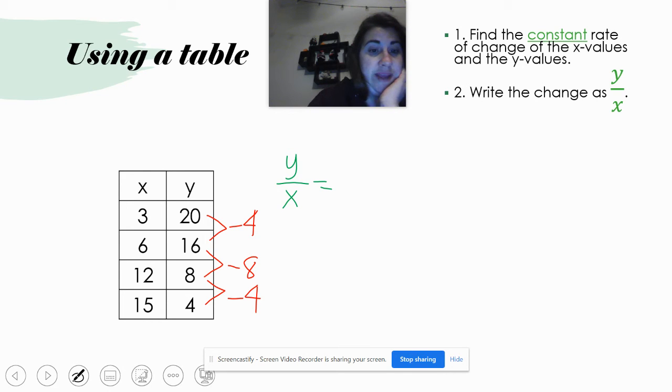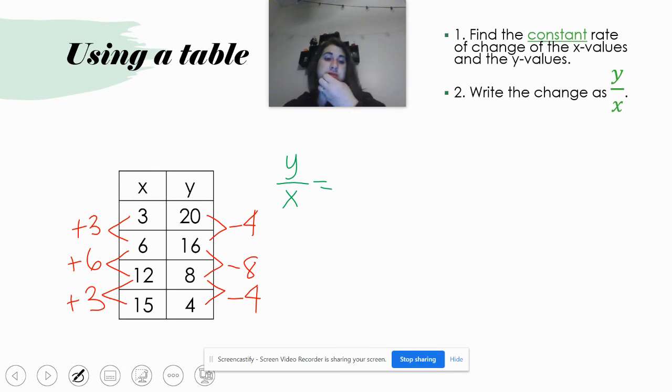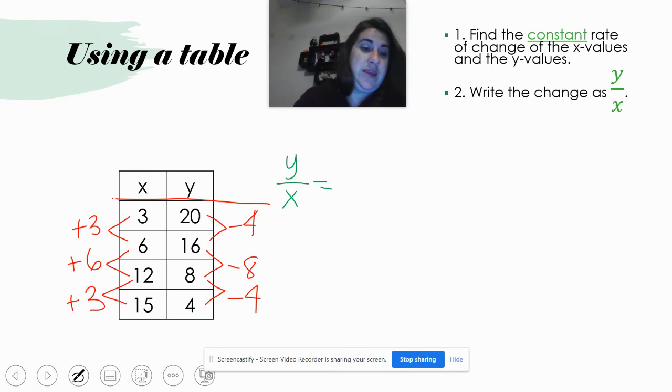Now we're going to go to my x. Here I have from 3 to 6, I'm going down 3. Oh, no, I'm not. I'm going up 3. From 6 to 12, I'm going up 6. From 12 to 15, I'm going up 3. So notice how these are the same and these are the same.